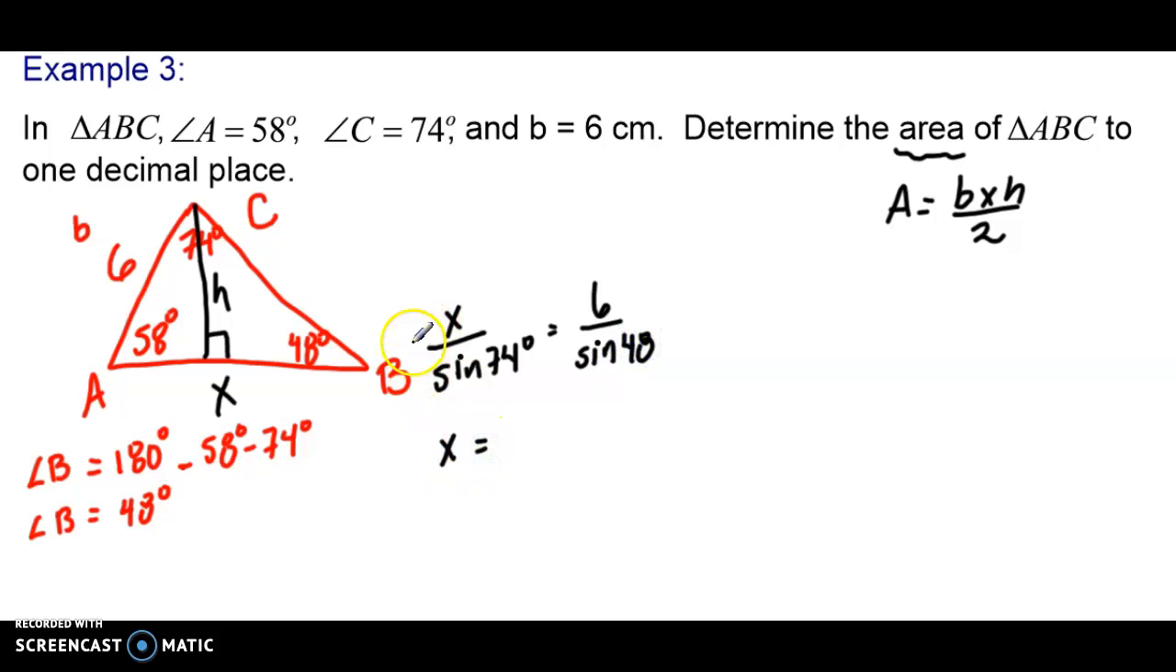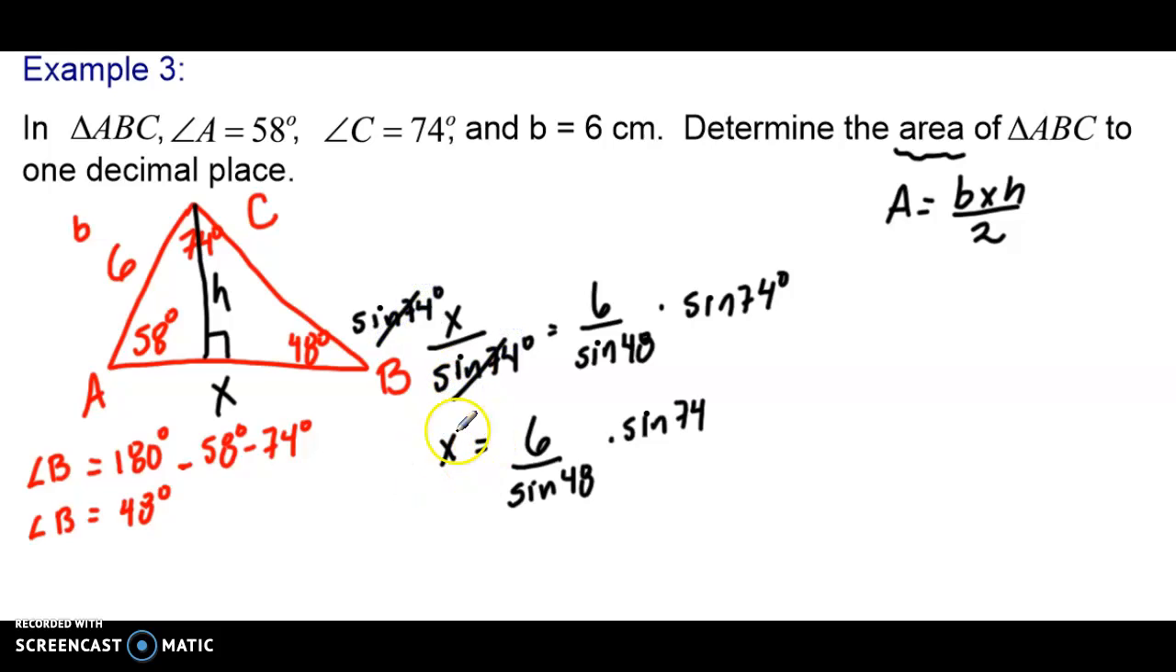We are solving for X, so we want to get rid of this sine 74. We are going to multiply both sides. So we have 6 over sine of 48 times the sine of 74. Because when we multiply sine 74 to both sides, of course, we've done lots of this now, that cancels out, and we are left with X. Plugging that into our calculator, we get X to be 7.8 centimeters.